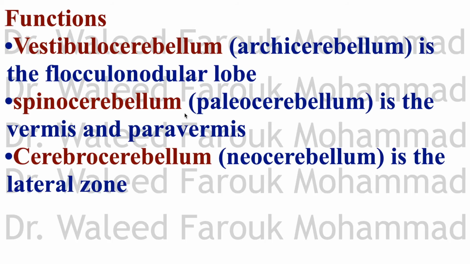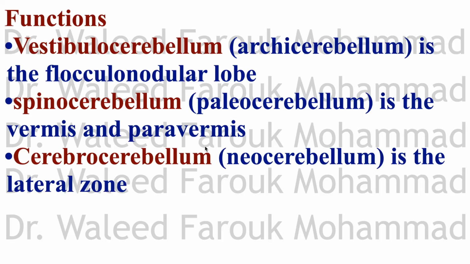In more developed animals, lower animals that acquired limbs, for example, and need balance for movements executed by the spinal cord, they have developed another lobe of the cerebellum, or the spinocerebellum. It's called the paleocerebellum and is the vermis and the paravermis area of the cerebellum.